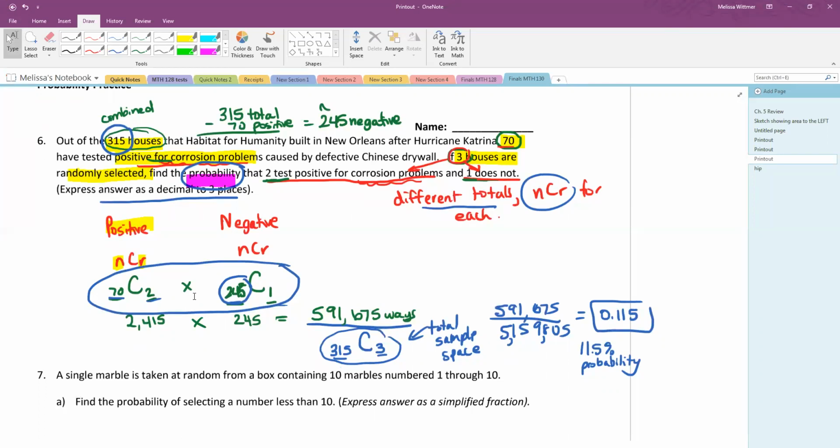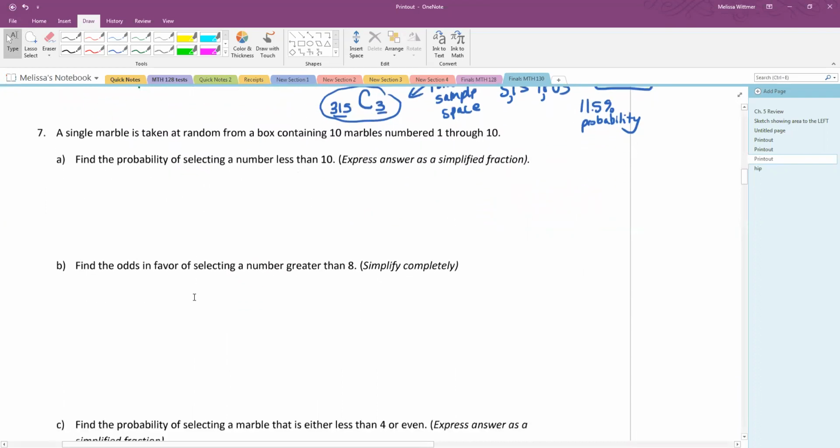Okay. All right, so moving on, now we're going to get into some other kinds of basic probability questions. In example 7, we have a marble that is taken at random from a box containing 10 marbles numbered 1 through 10. Find the probability of getting a number less than 10 and express the answer as a simplified fraction.